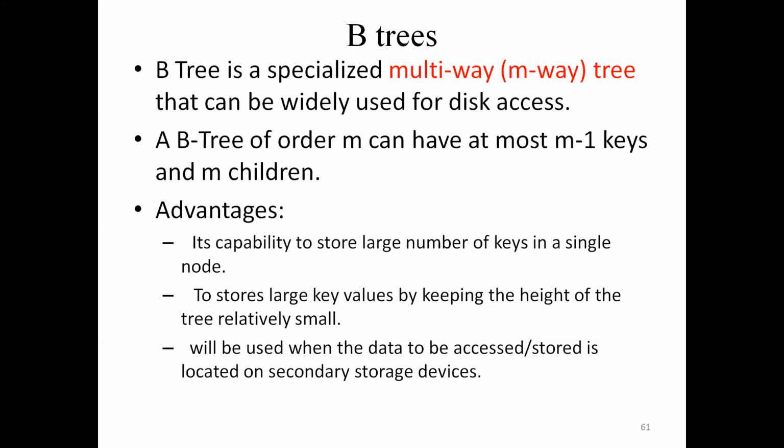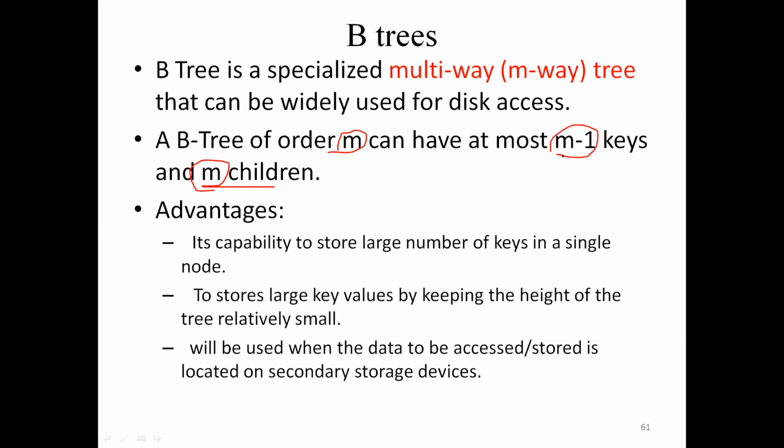So the B tree is a multi-way, or we say an M-way, tree that is widely used for disk access. A B tree of order M can have at most M minus 1 keys and M children. So here I will tell about what is order M. If it is order M, a node has M children. If the order is 3, a node can have up to 3 children, for example. Then what about the keys? It can have M minus 1 keys.